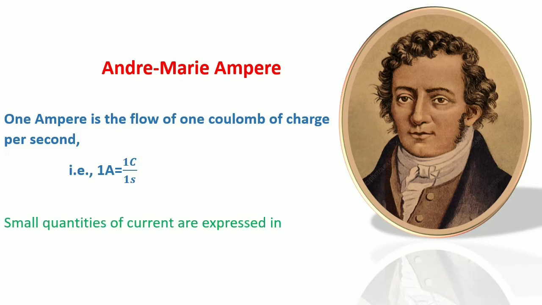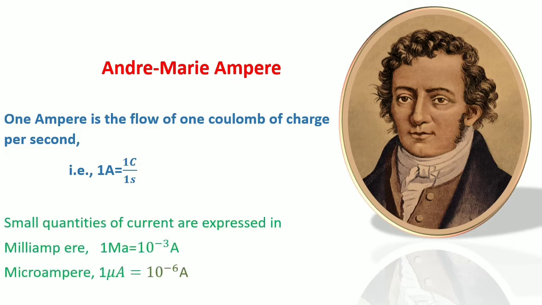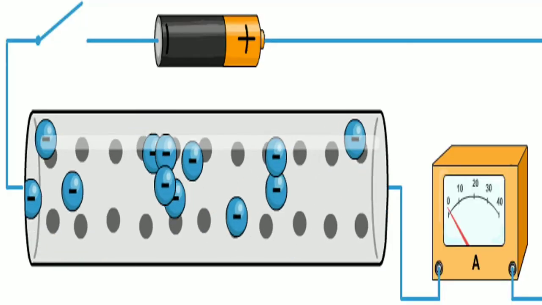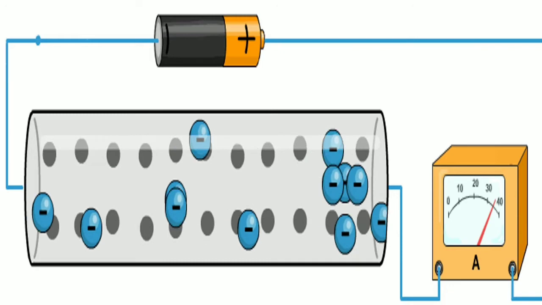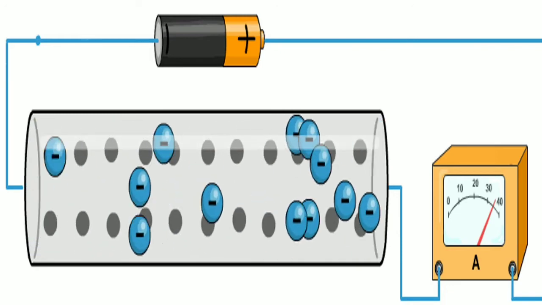Small quantities of current are expressed in terms of milliamperes and microamperes. 1 milliampere equals 10 to the power minus 3 ampere, and 1 microampere equals 10 to the power minus 6 ampere. An instrument called an ammeter measures electric current in a circuit. It is always connected in series in the circuit through which the current is to be measured.